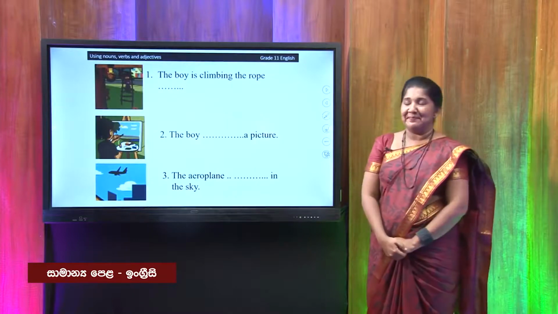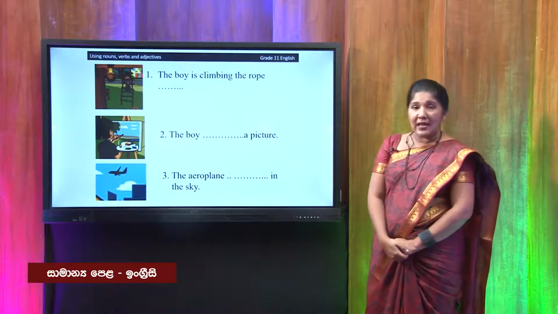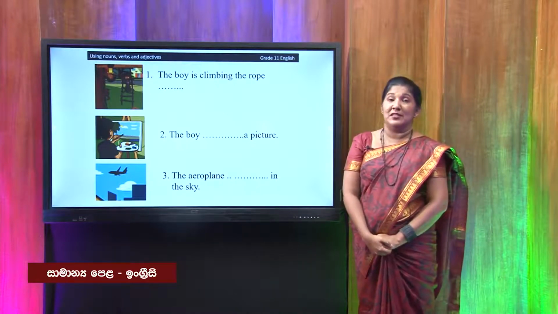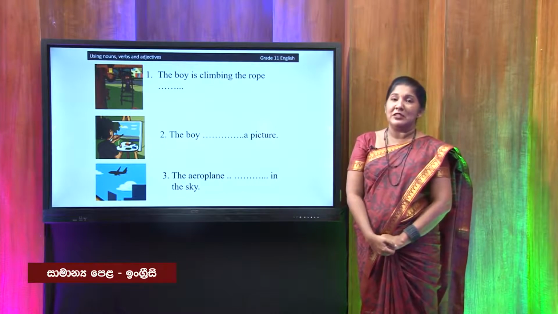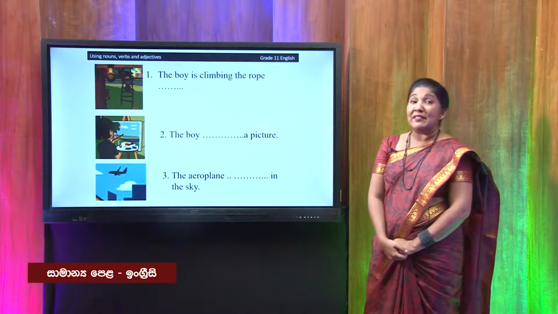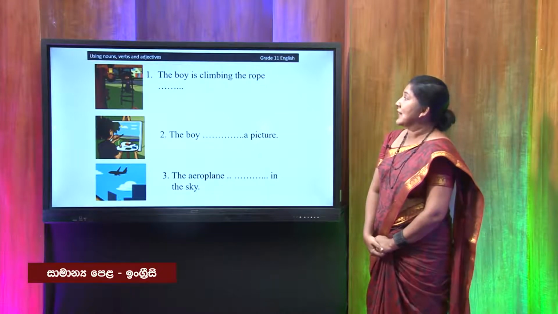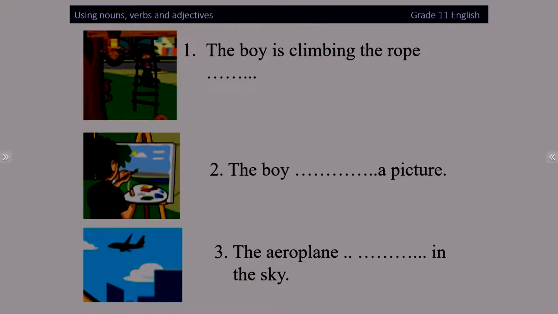Okay. Now here we don't have the words, the answers, but you have some picture clues which you can use to fill in the gaps. So maybe we can all join and read the first sentence. The boy is climbing the rope ladder. Okay, the word ladder is a noun there.